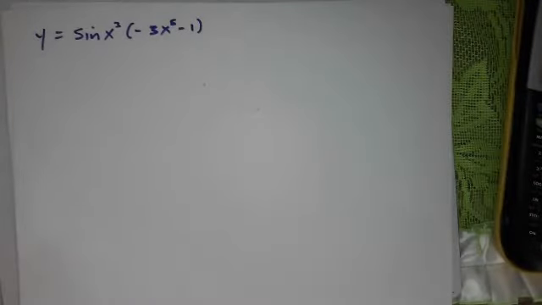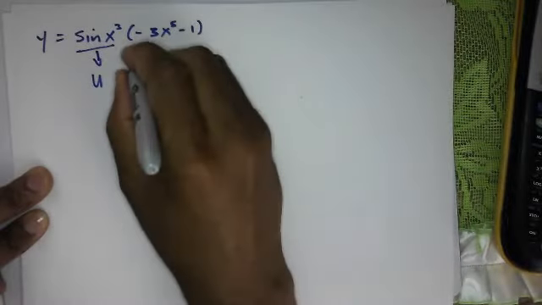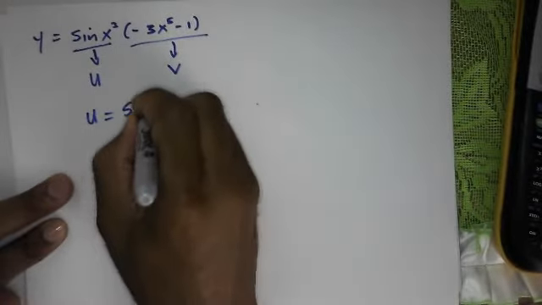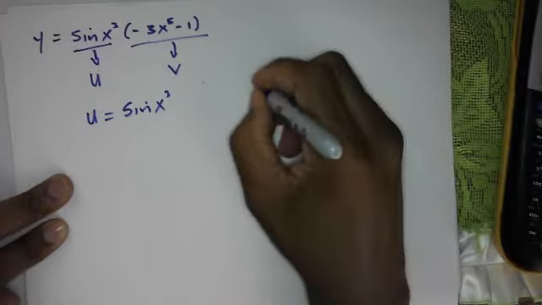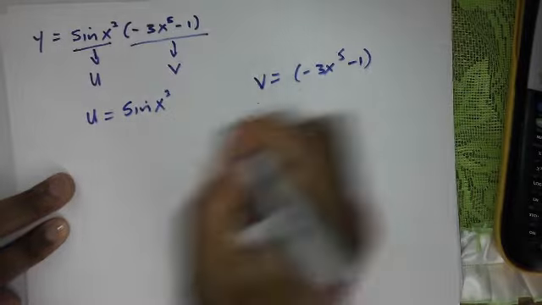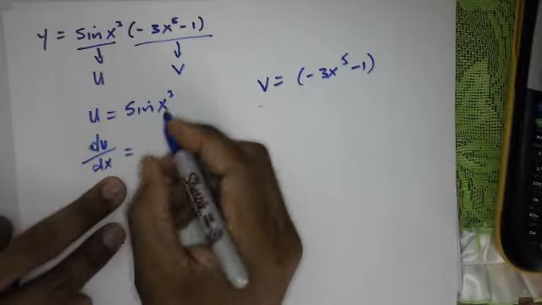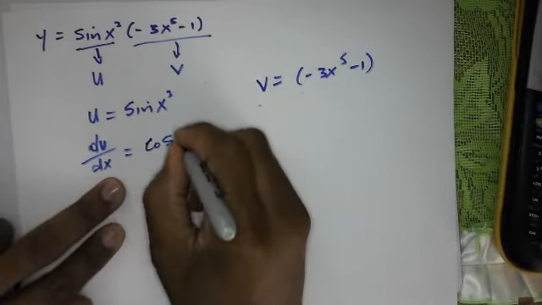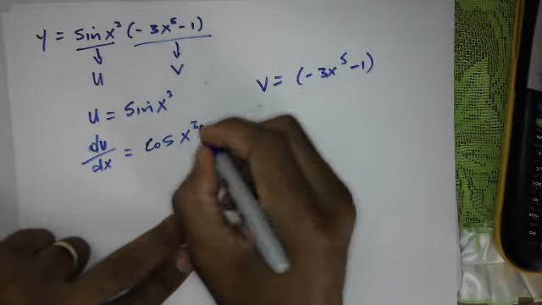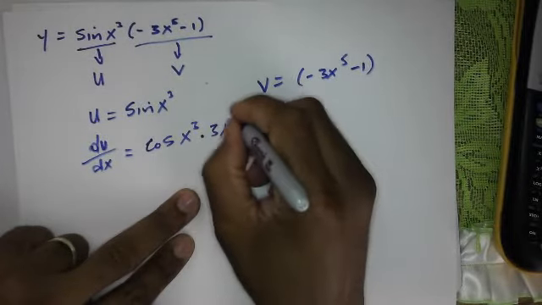This part here would be our u, and this part here is our v. So we know u equals sine x cubed and v equals negative 3x to the 5th minus 1. So du by dx, when you differentiate sine, you get cos, so this would be cos x cubed, but you've got to differentiate this part as well, times, I'm going to take the 3 to the front, x, and I subtract 1 from that, so that would give me x squared.